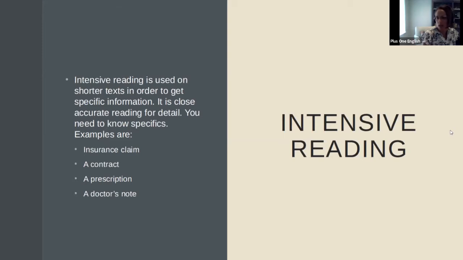A prescription or a doctor's note, the same thing. Your health is at stake. You want to know what's going on with your body. It's very important. You want to know every single word in that prescription.